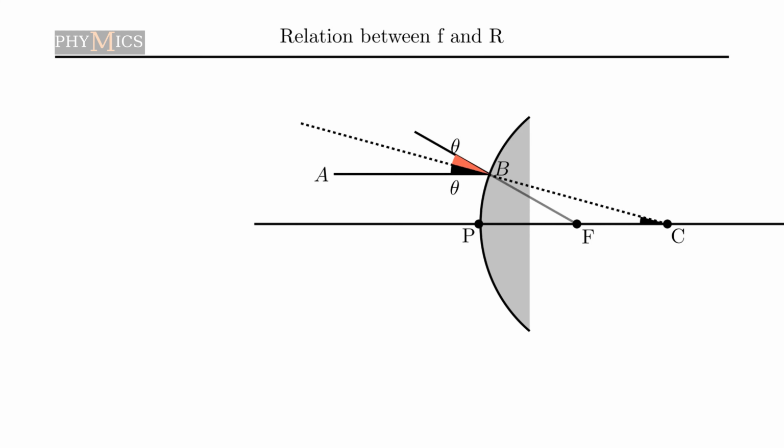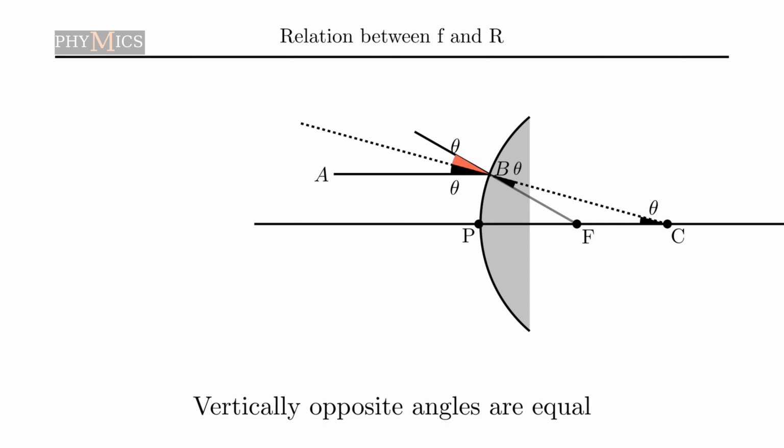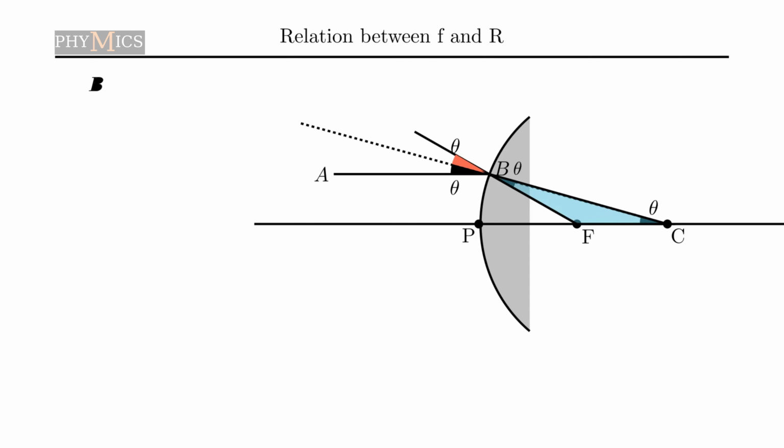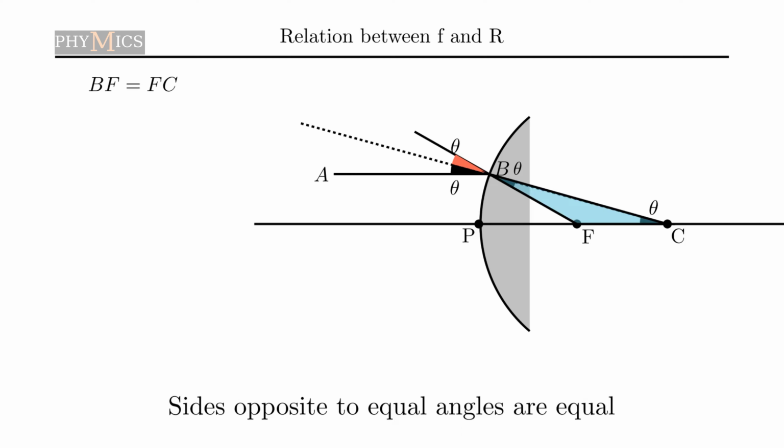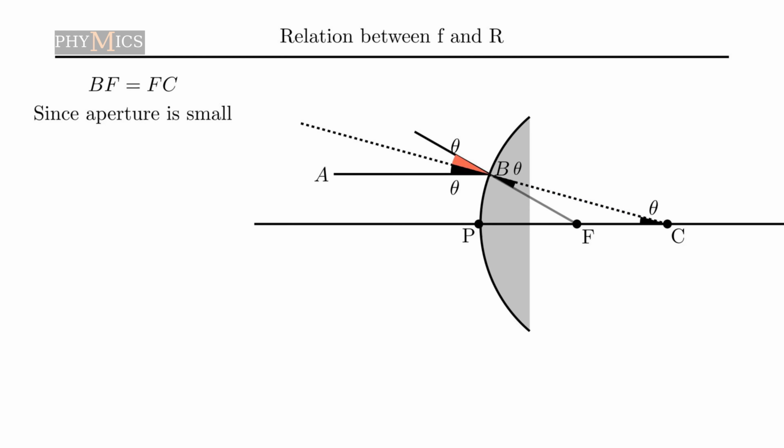Now angle BCP should also be equal to theta, as corresponding angles are equal. Also angle CBF equals theta, as vertically opposite angles are equal. In triangle BCF, BF must be equal to segment FC, as sides opposite to equal angles are equal. Assume the aperture of the mirror to be small. The approximation of line segment BF is taken as segment PF. Therefore, we can write segment PF equals segment FC.